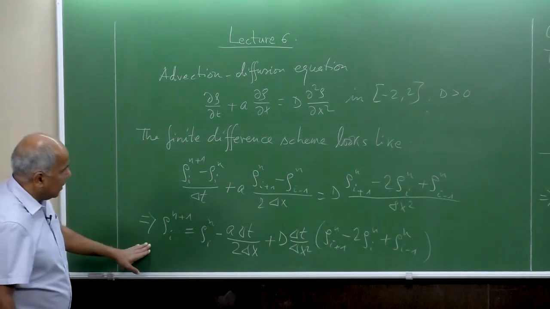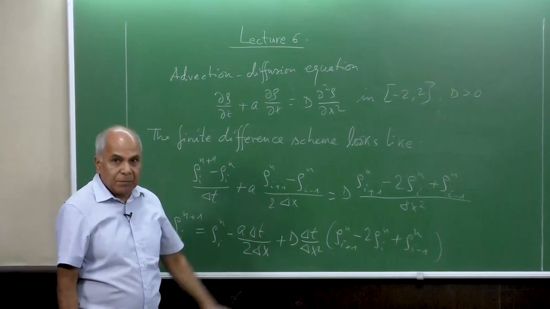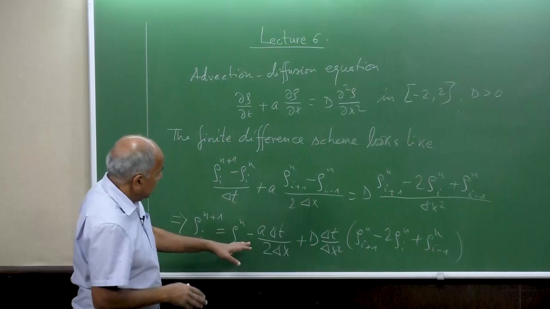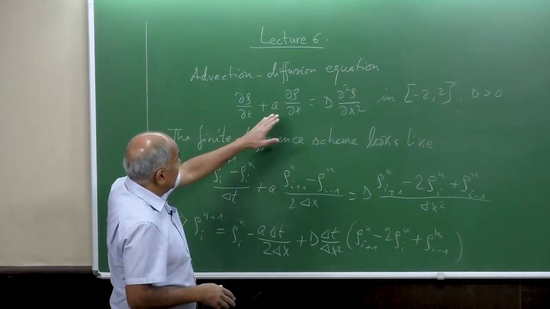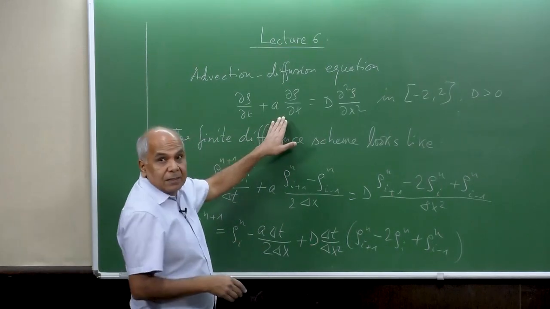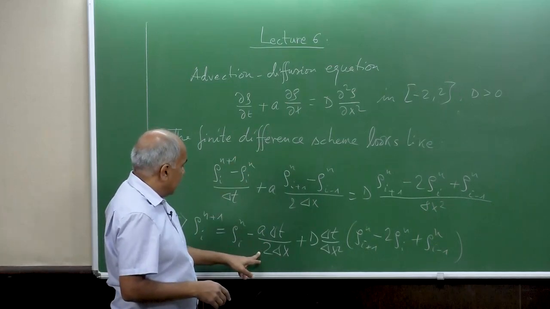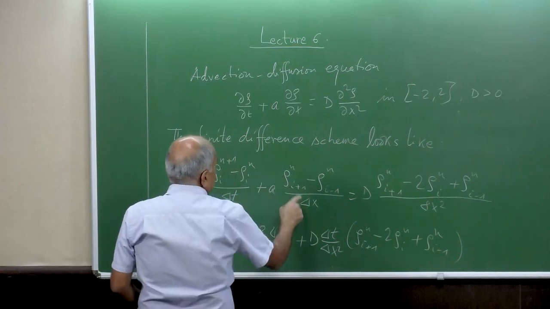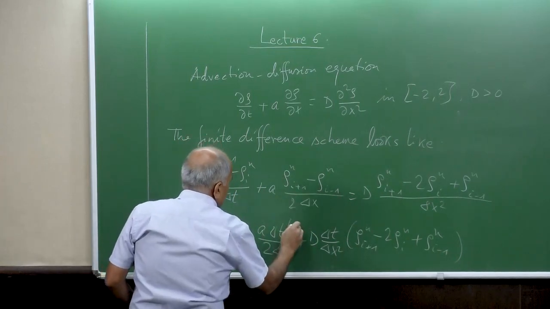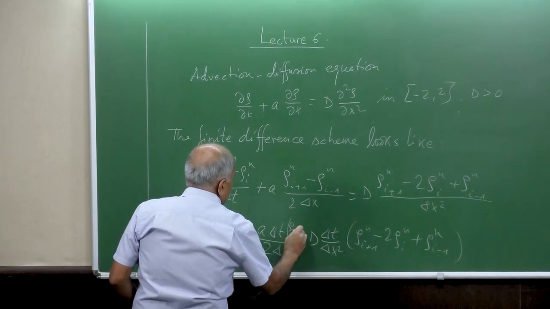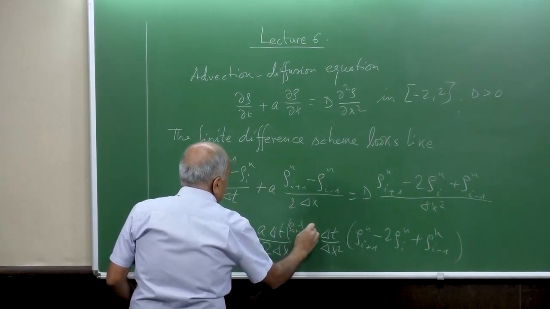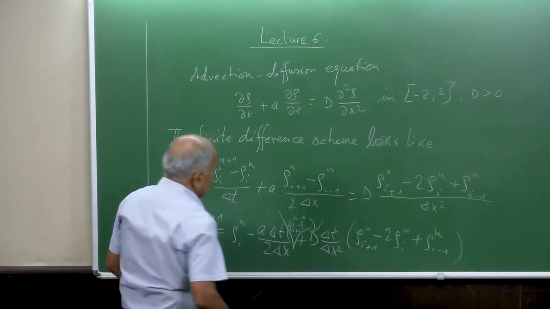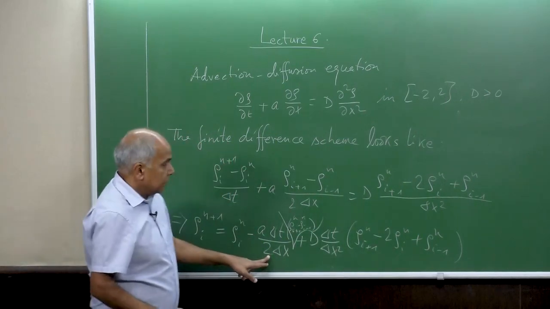So now this is our central difference formula. In the central difference we had the problem that after a certain time it blows up. Sorry, something is missing in the bracket: we will have this part, rho I plus 1 minus rho I minus 1 at n. So this is missing here, it comes here. So this is our formula.